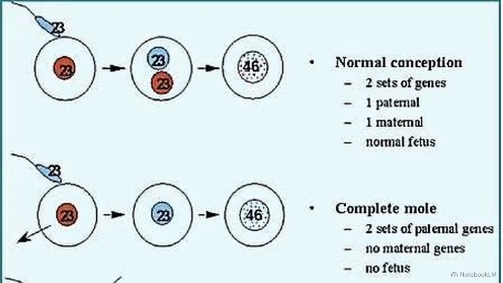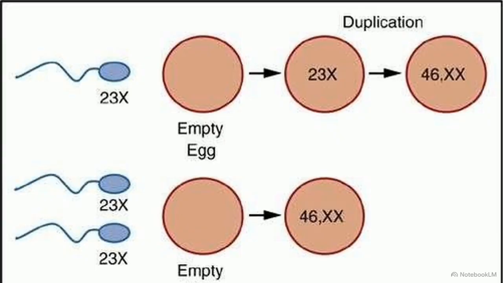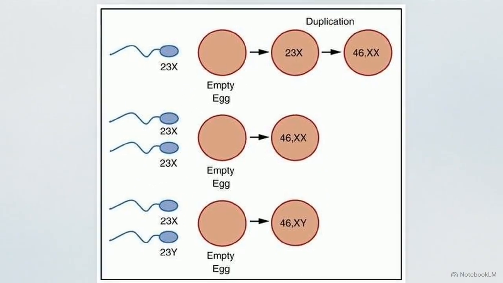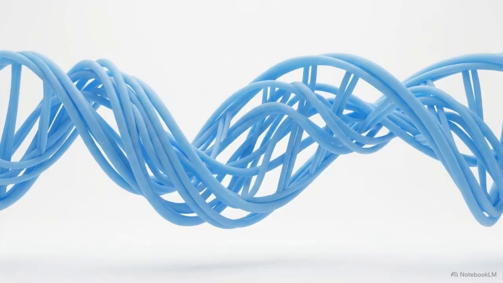A normal conception requires one maternal and one paternal set of 23 chromosomes to create a 46-chromosome fetus. A complete mole occurs when an empty egg containing no maternal DNA is fertilized. In one scenario, 2 separate spermatozoa fertilize this empty egg. Alternatively, a single sperm can penetrate the egg and duplicate its own genetic material, as shown here. The result is a diploid karyotype, either 46XX or 46XY, that is entirely composed of paternal genes. This purely paternal genome prohibits embryogenesis, meaning fetal parts will never form within the mass.